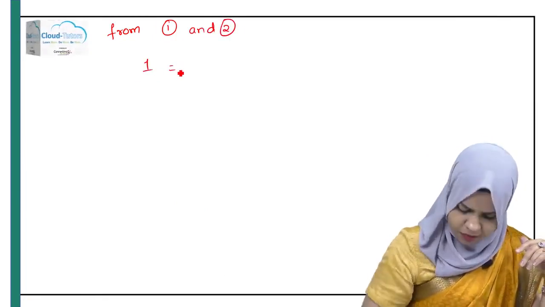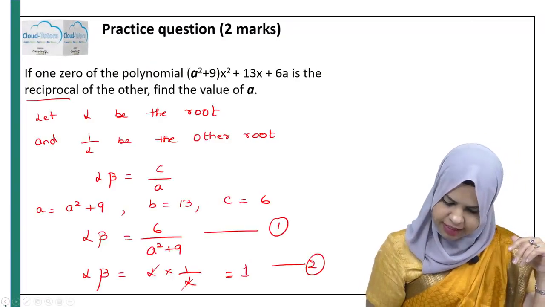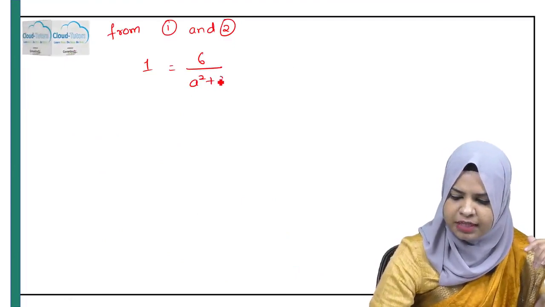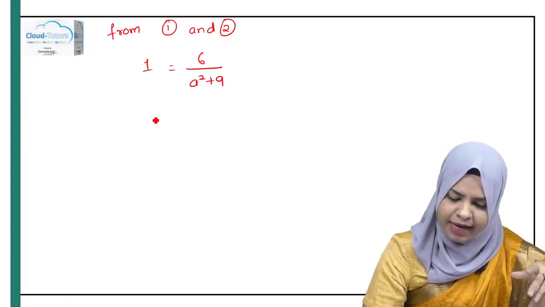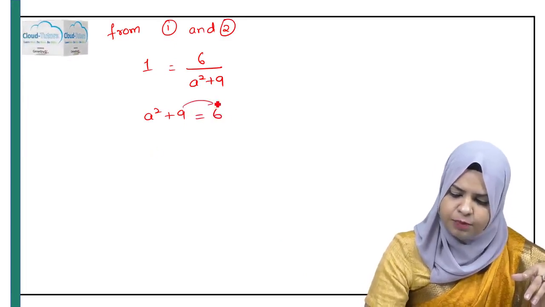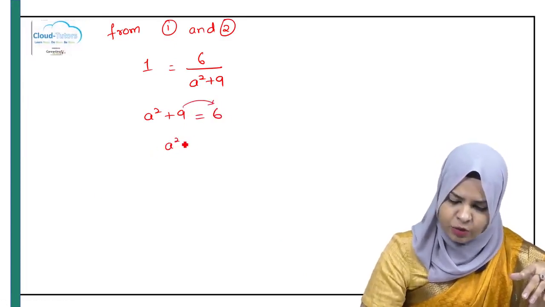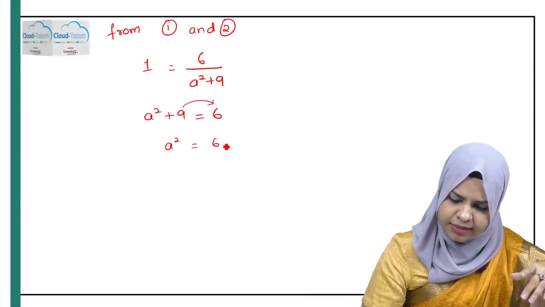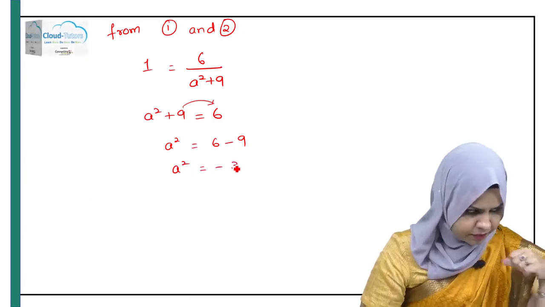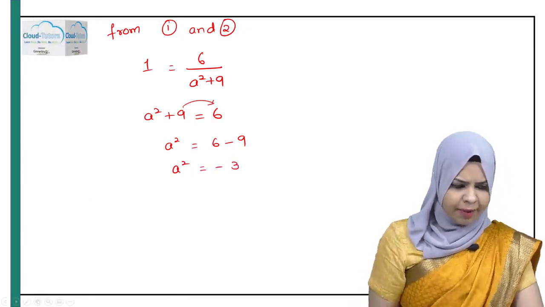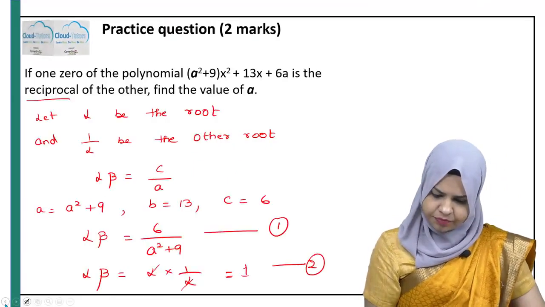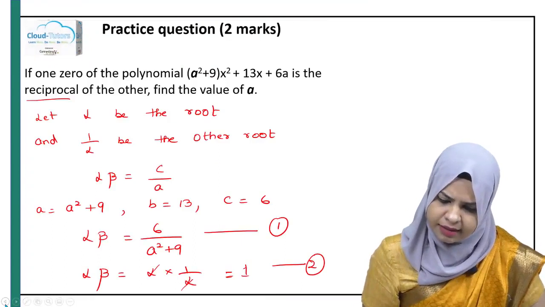From 1 and 2, alpha beta is 6 by a square plus 9, equal to 1. Let me cross multiply. It is a square plus 9 equal to 6. And I'll transpose this 9 to the other side. A square will be equal to 6 minus 9, that is 3. So a square will be equal to minus 3. Is it? A square plus 9? Yes.